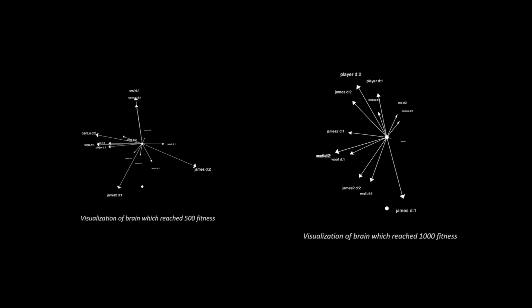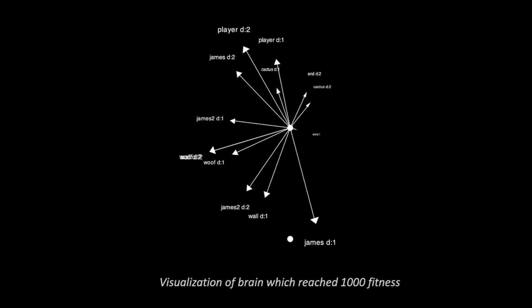What you see here are visualizations of the vector brains which our training produced. The first brain was able to reach 1000 fitness because of its large James vector at distance 1, which allowed it to prioritize killing the highest scoring enemy, hence racking up large scores. It also had a James 2 vector, which allowed it to kill rubber ducks.